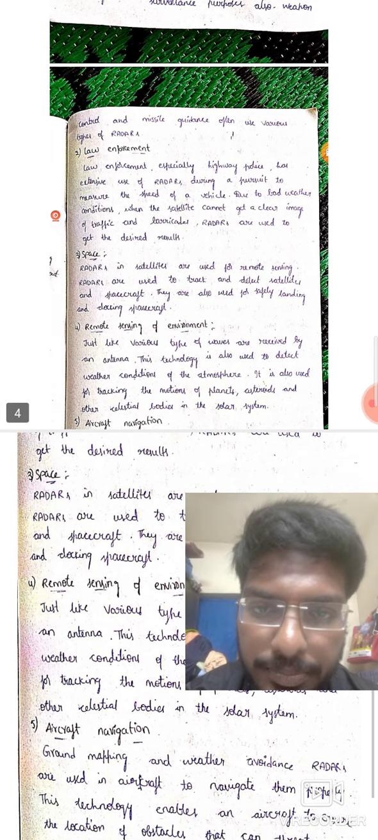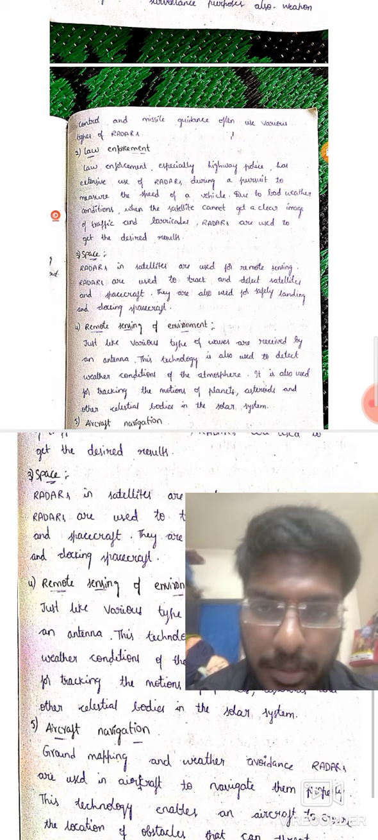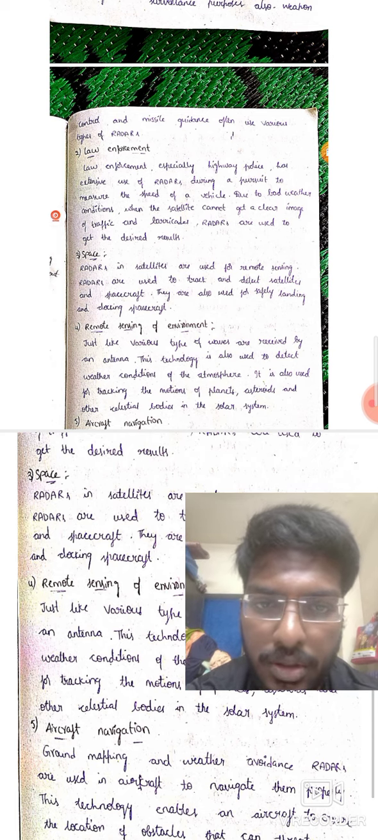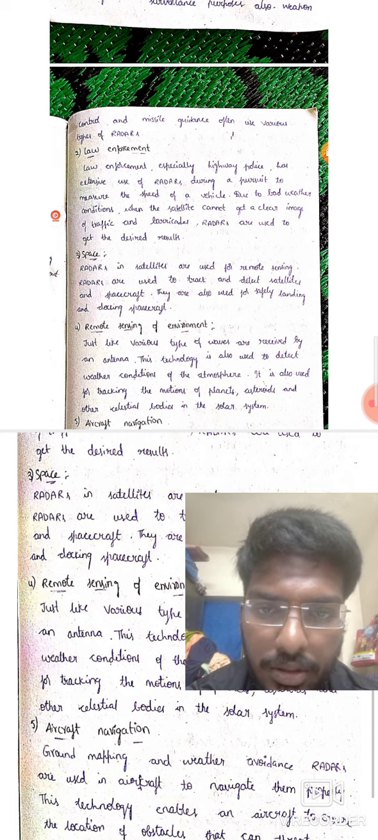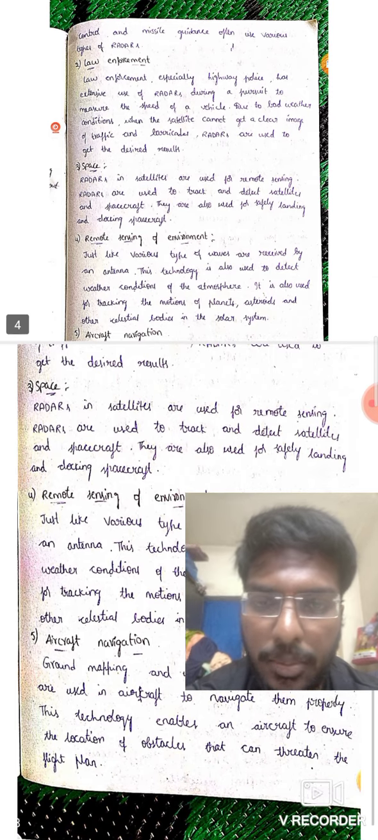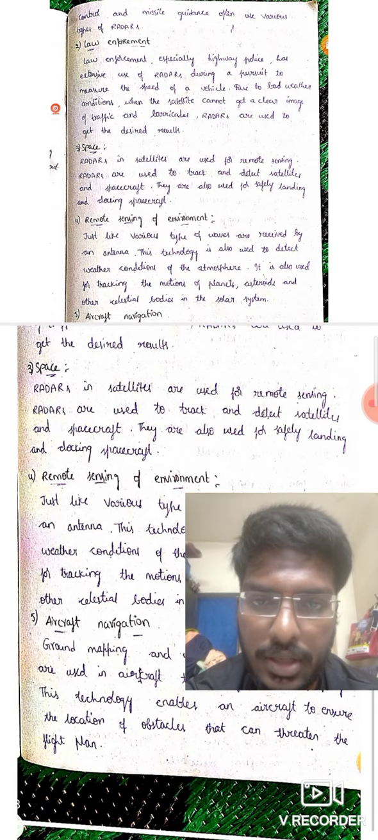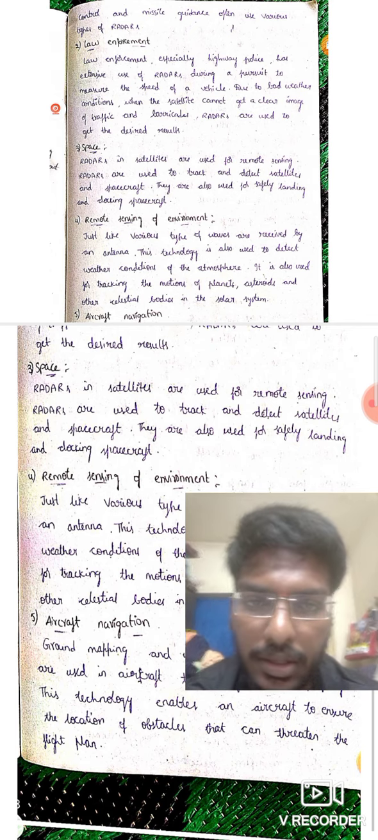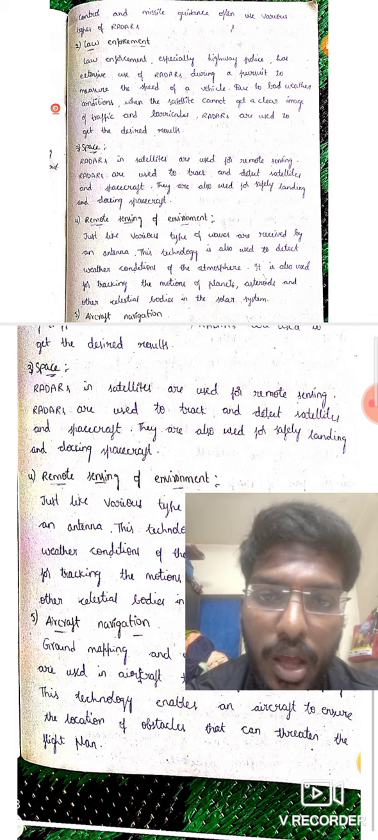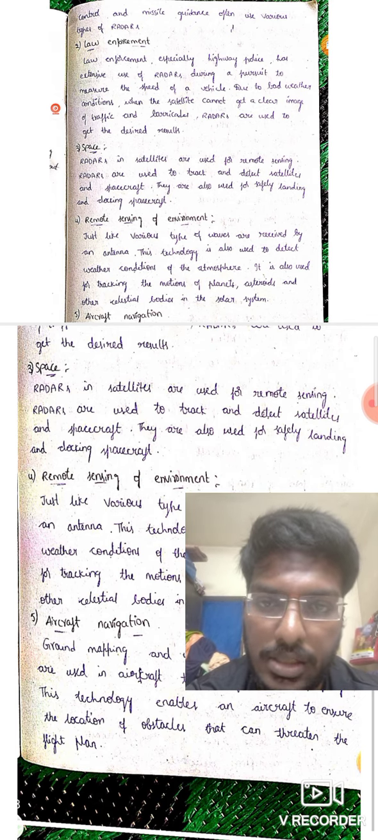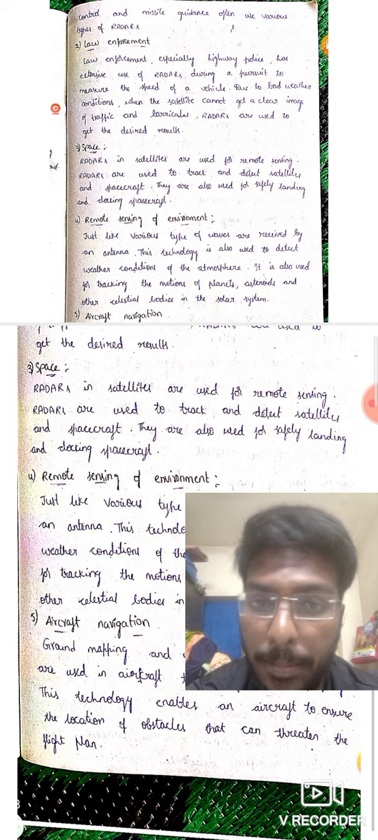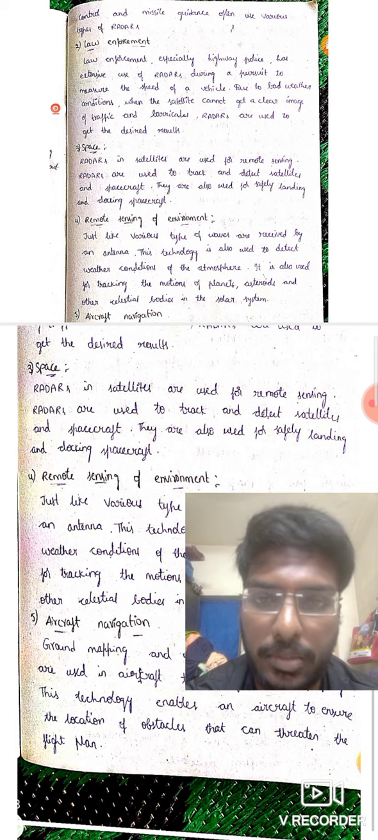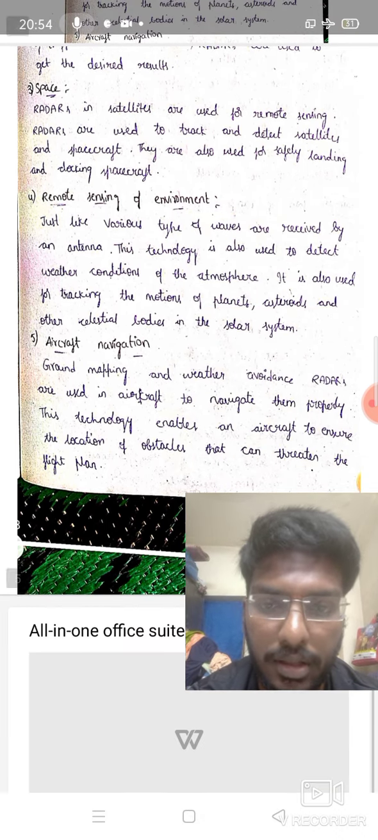Coming to space, radars in satellites are used for remote sensing. Radars are used to track and detect satellites and spacecraft. They are also used for safely landing spacecraft. For remote sensing of the environment, various types of waves are emitted by an antenna, and this technology is also used to detect weather conditions of the atmosphere. It is also used to get details of the atmosphere and for tracking the motion of the planets, asteroids and other celestial bodies in the solar system.